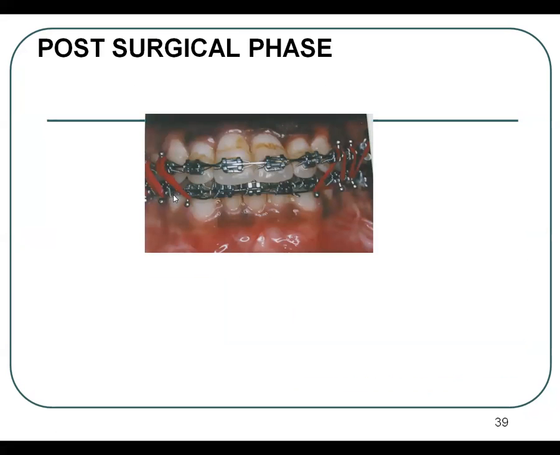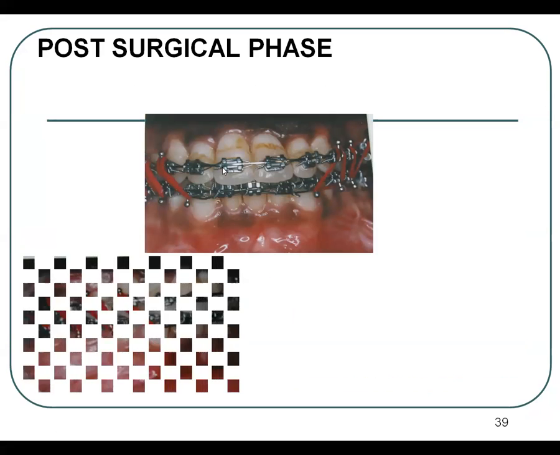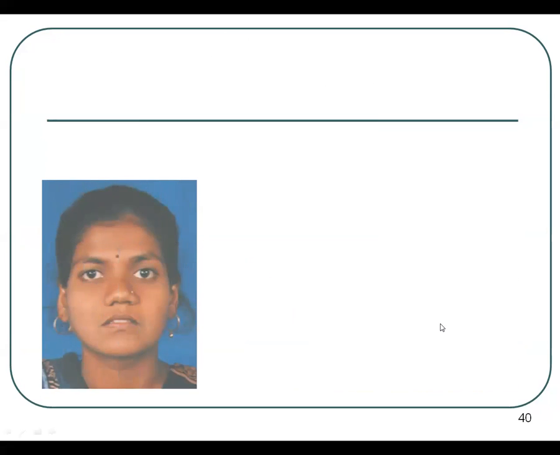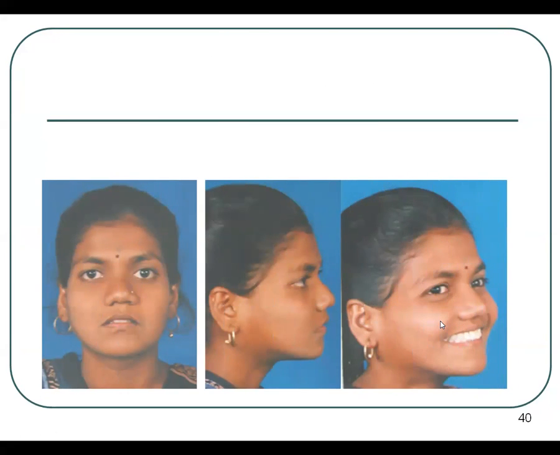This is done in two phases. One is orthodontic and the second is surgical. The mandibular advancement has been done in this case surgically. This is how it looks post treatment. The retraction has been done, space is closed, incisor intrusion is done, and surgical mandibular advancement is also done.